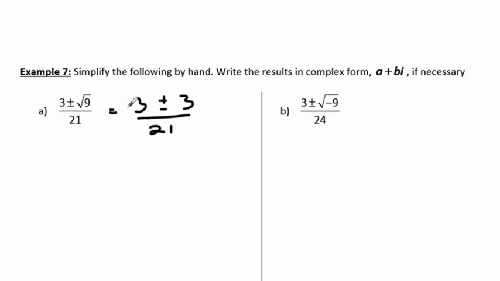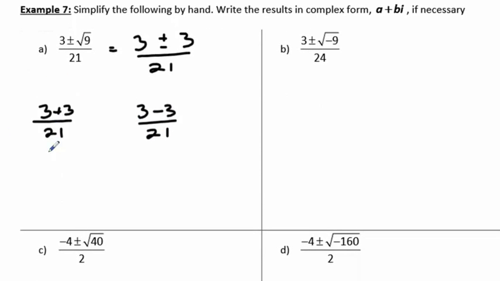Now, because you can add 3 and subtract 3, we're going to split this into its two separate numbers. One of them is 3 plus 3 over 21, and the other one is 3 minus 3 over 21. Keep simplifying. You know that 3 plus 3 over 21 is 6 over 21, and 6 over 21 reduces, dividing both by 3, to 2/7. The other number, 3 minus 3, is 0 over 21, which is 0.